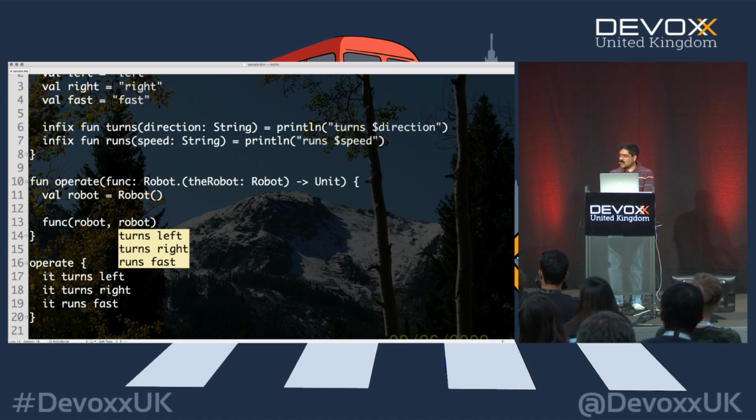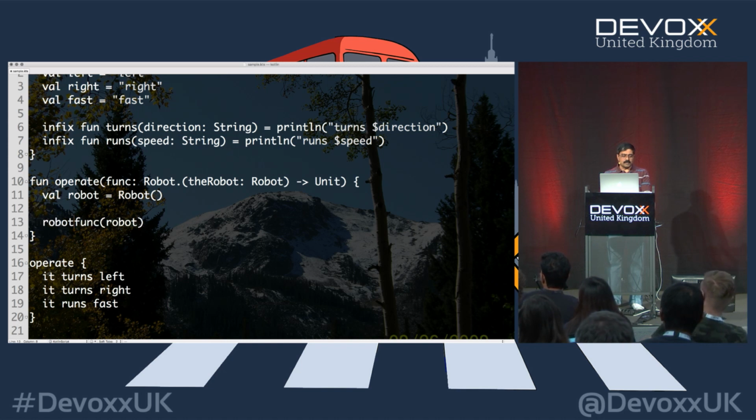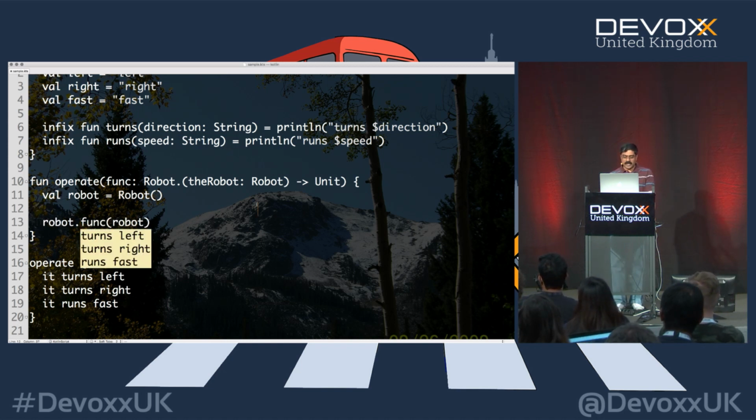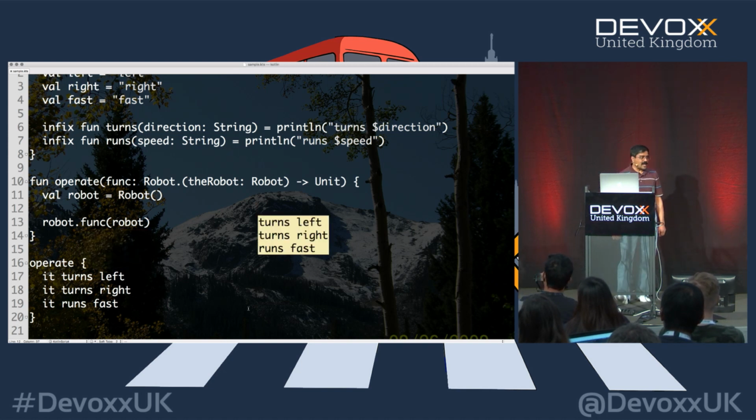You say, okay, that's great. The first argument is the robot, this object. Second is the argument you pass in. Well, if that is the case, why not simply do it this way? And Kotlin says, sure, why not? And you can do that as well. And you can see how it was not really hard to create that syntax, which is pretty fluid.